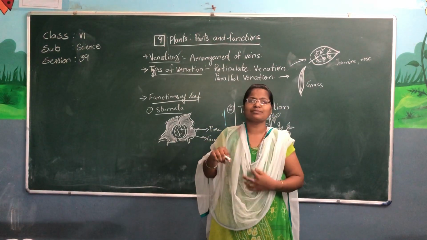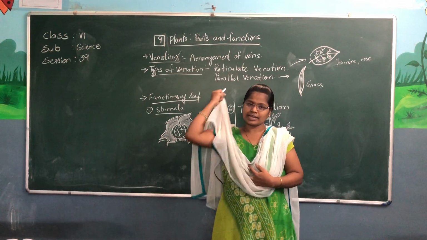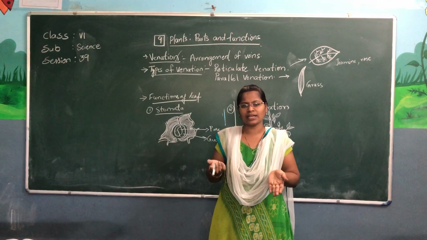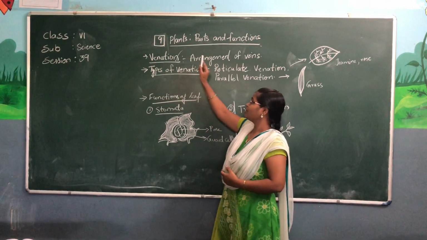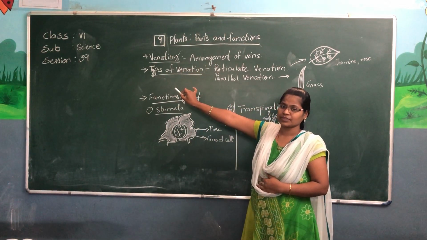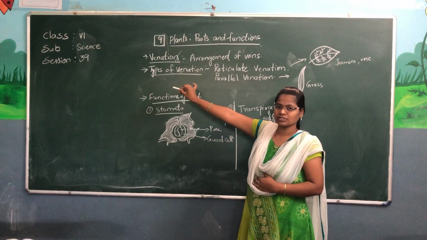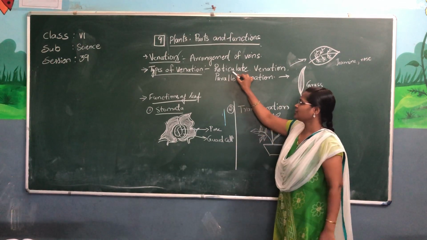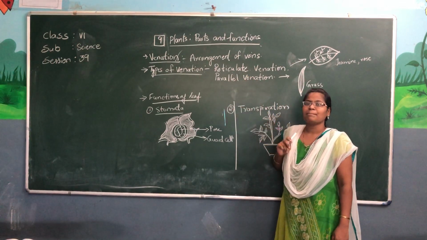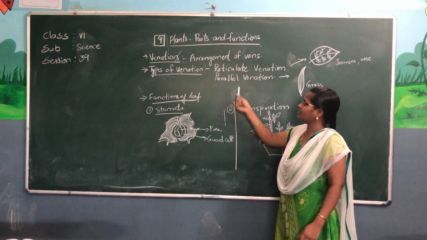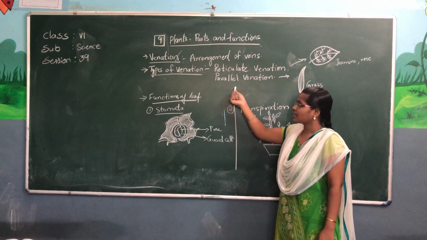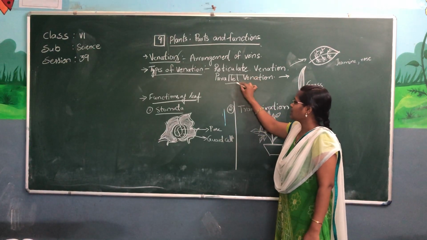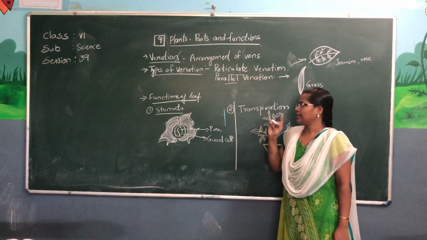There are two types of vein arrangement in the leaf. Based on the arrangement of venation, that is, the arrangement of veins on the leaf, there are two types. One is reticulate venation and the second one is parallel venation. The word itself describes the arrangement.